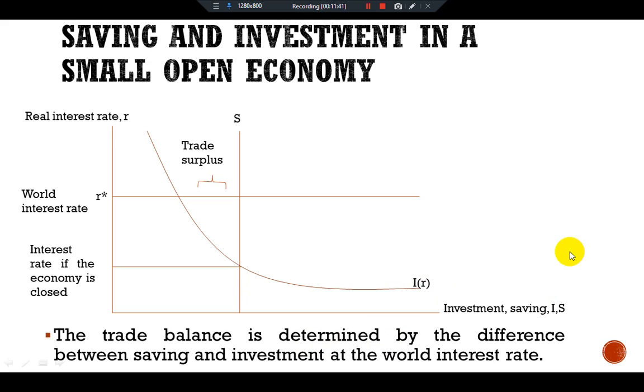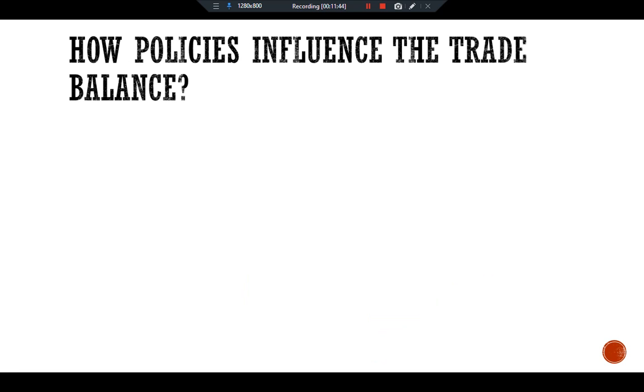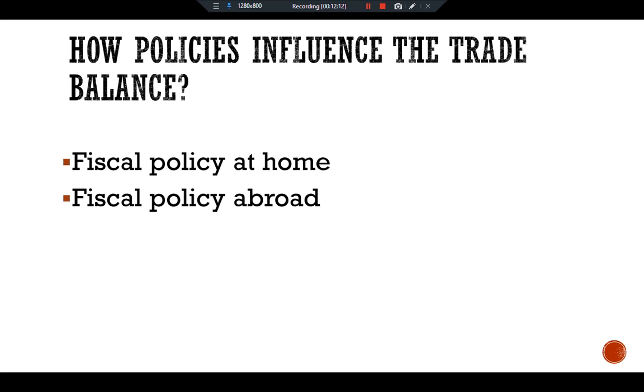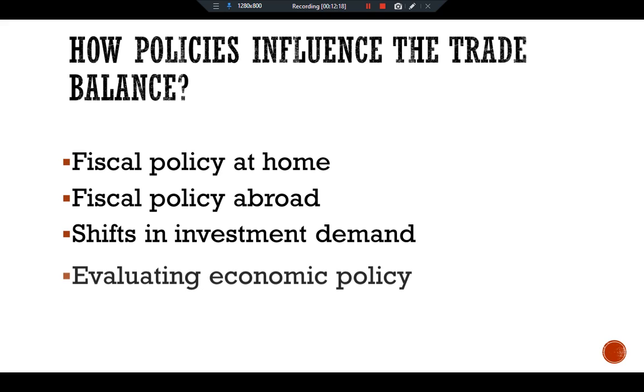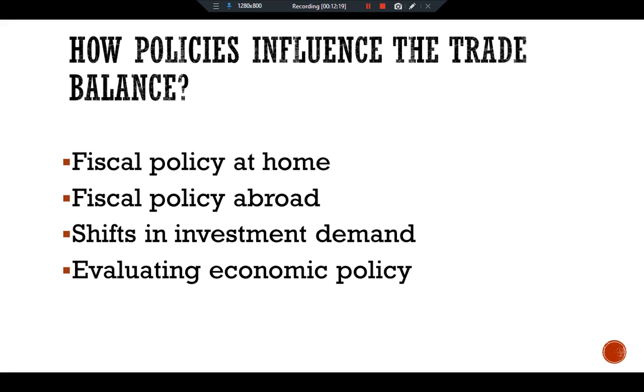Thus the trade balance is determined by the difference between saving and investment at the world interest rate. As highlighted here, the main question is how policies influence the trade balance. The economy begins in a position of balanced trade: at the world interest rate, investment equals saving and net exports equal zero. So let's use our model to predict the effect of government policies: fiscal policy at home, fiscal policy abroad, shifts in investment demand, and evaluating economic policies.